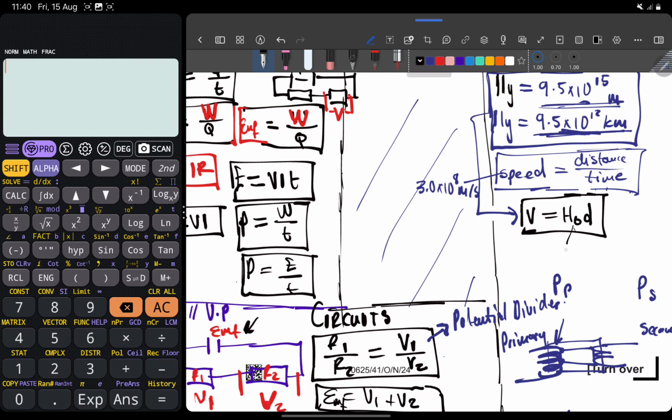And this H0 is going to be a constant. You will be knowing it. We call it Hubble's constant, and it will be 2.2 times 10 to the negative 18, and this is per second. 2.2 times 10 to the negative 18.